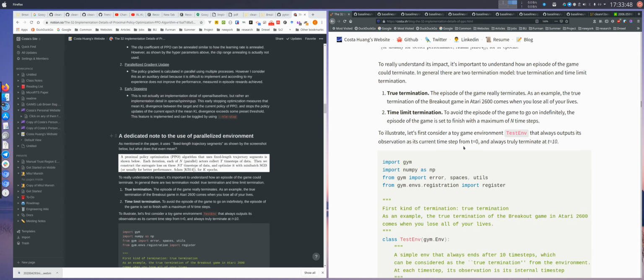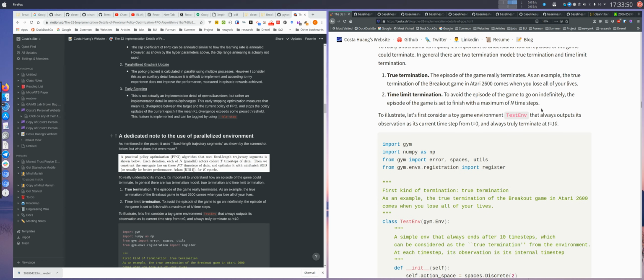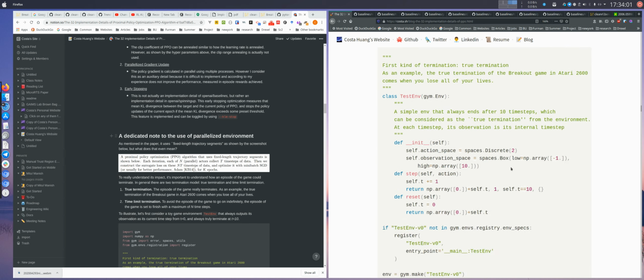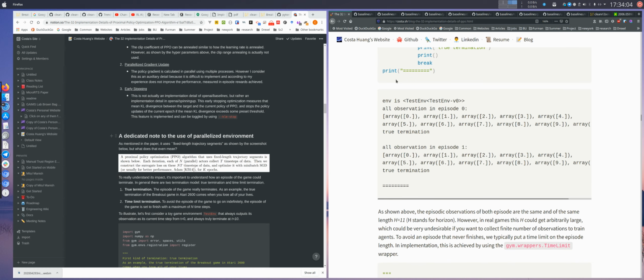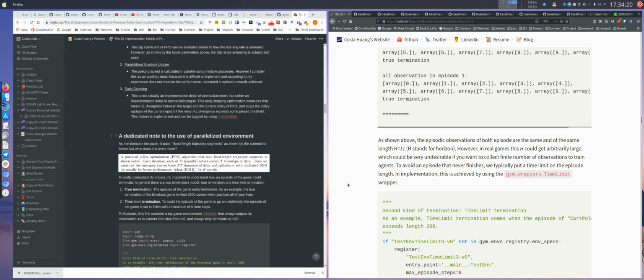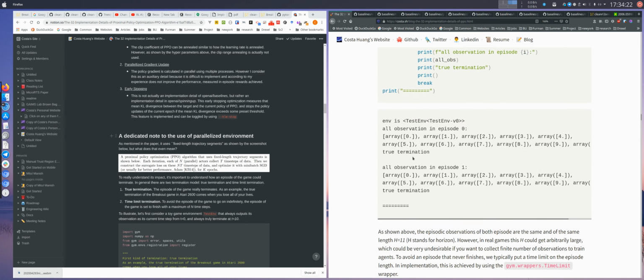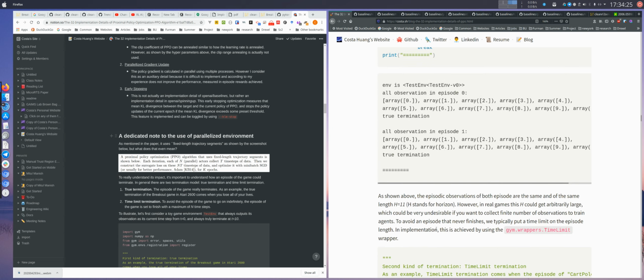So to illustrate, let's consider a toy example called TestEnv, that always outputs its observation as its current time step from t equal to 0 and always truly terminates at t equal to 10. So what that means is that if you run the episode, this is the observation in episode 0. At time step 0, you get observation 0. At time step 1, you get observation 1, etc., until observation 10. So this is a true termination. So the horizon is 11 because it goes from 0 to 10.